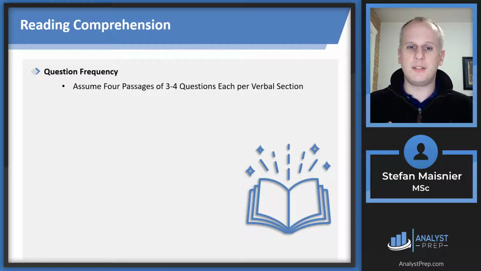Always assume that you're going to see 4 reading comprehension passages of 3 to 4 questions each in every verbal section. It's not a guarantee, but it's a likely bet that you'll see 4. You will see at minimum 3, but most likely 4. On rare occasions you can get to 5, but again, exceedingly rare. So just plan for 4 passages of 3 to 4 questions each.